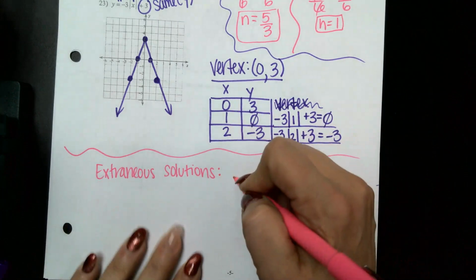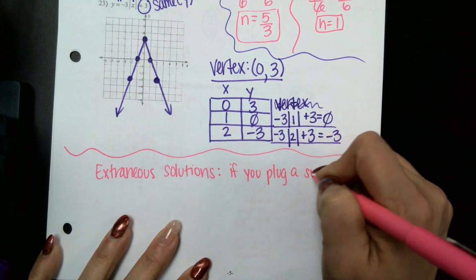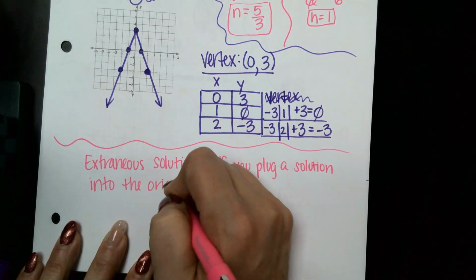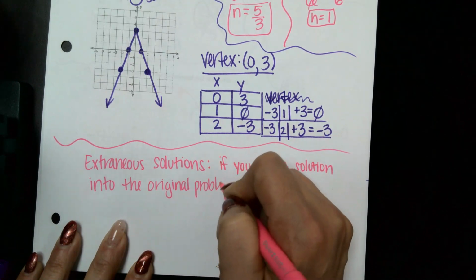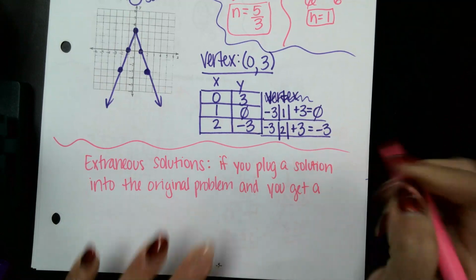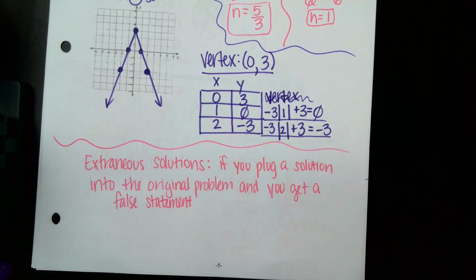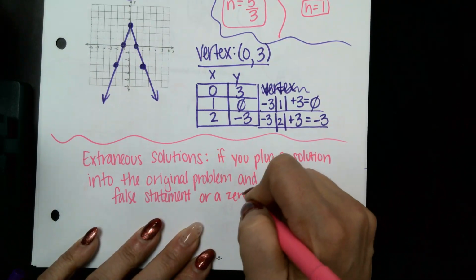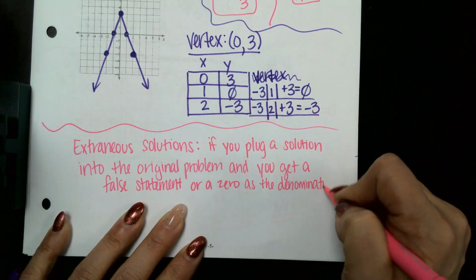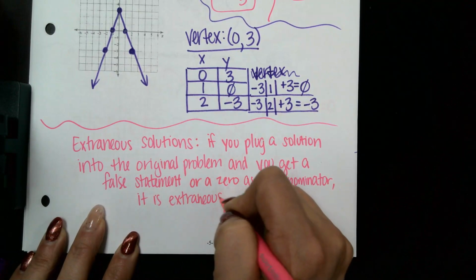So extraneous solutions are solutions when if you plug a solution into the original problem, and you get a false statement, if you get a false statement or a 0 as the denominator, it is extraneous. Okay?